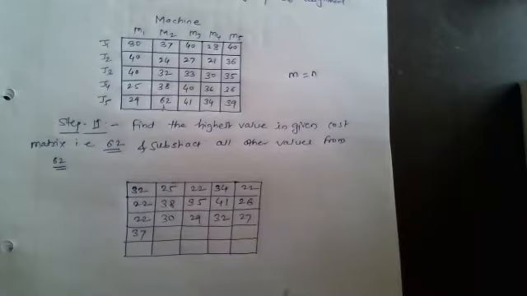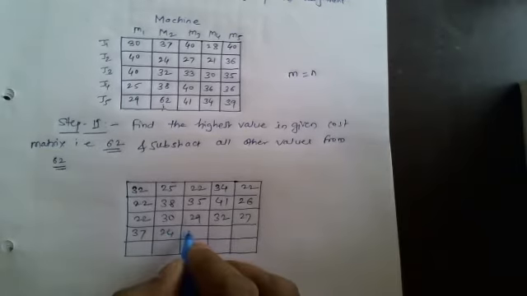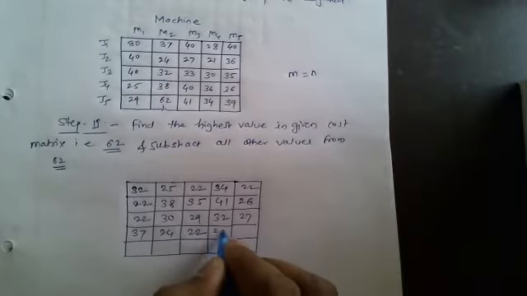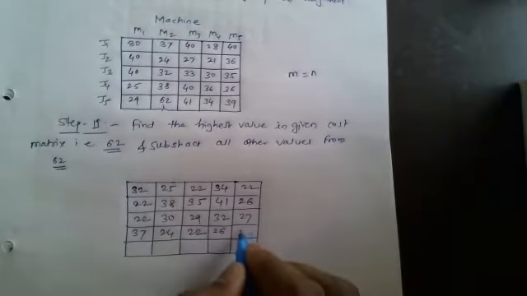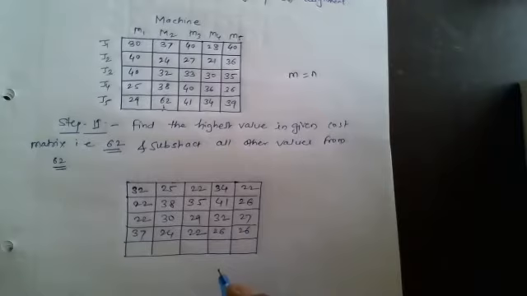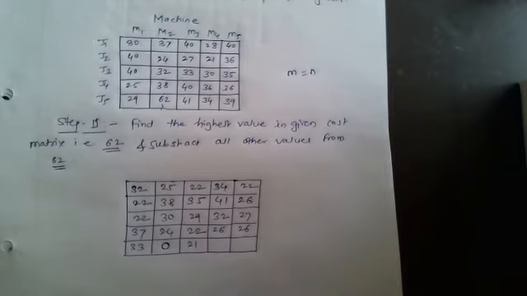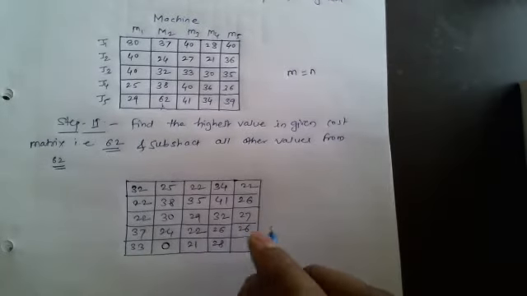Next, 62 minus 38, 24. It will become 22. Again, 62 minus 36, 26. Next, 62 minus 29, that is 33. 62 minus 62, it will become 0. Next, 62 minus 41, that is 21. Next, 62 minus 34, that is 28. And last is 62 minus 39. It will become, I think, near about 23.